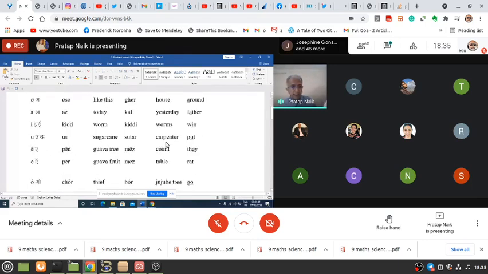How to write pair? P, I press on E, go here, pair. I want the closed one, chore, this word, chore. How to type? C, H, go once again, O, hold it, and you will see here, chore.